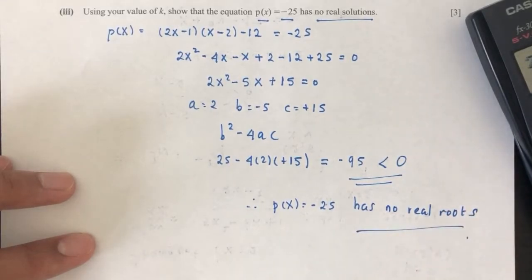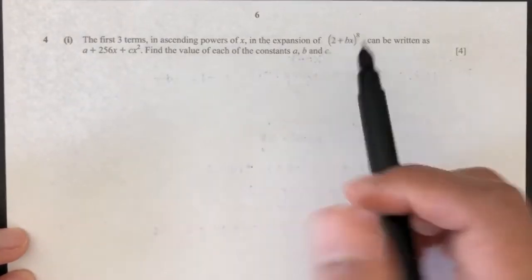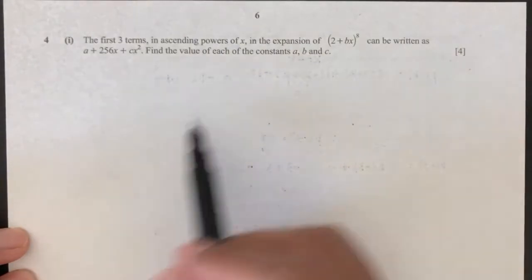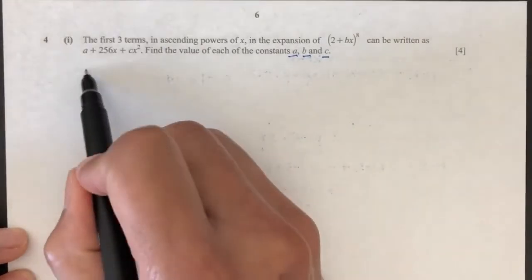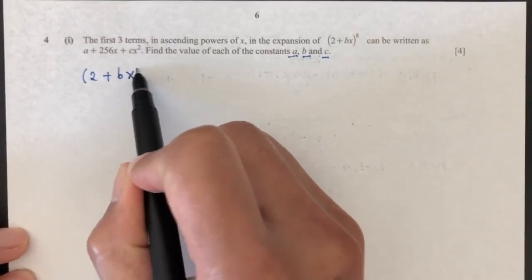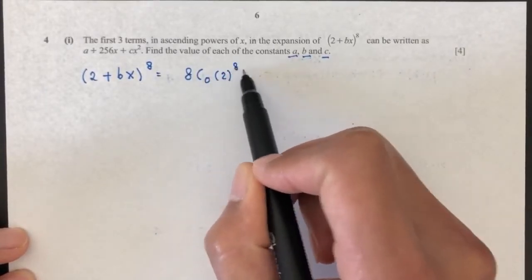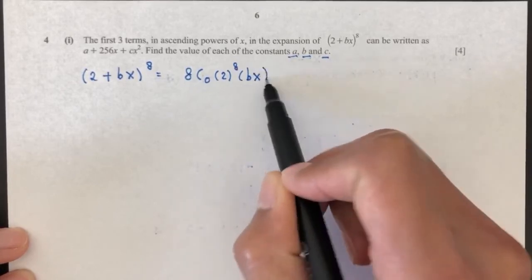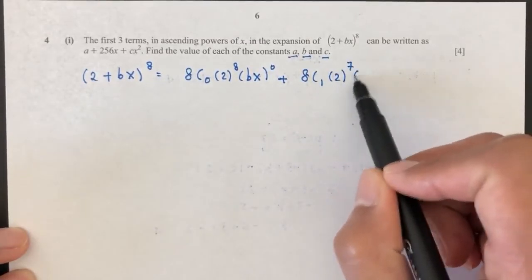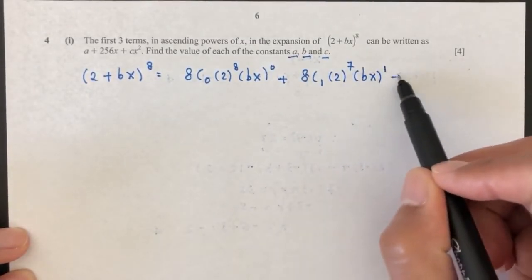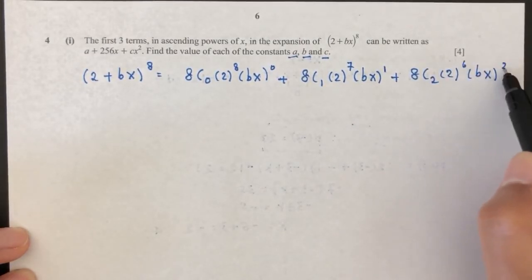So that is question number 3. Question number 4, part 1. The first 3 terms in ascending powers of x in this expansion can be written as this. So find the value of a, b, and c. So we have to find the first 3 terms of this. So let's expand 2 plus bx to the power 8. That will be 8C0, 2 to the 8, and bx to the 0. That's the first term. Second term, 8C1, that will be 2 to the 7, bx to the 1. And third term, that will be 8C2, 2 to the 6, bx squared.